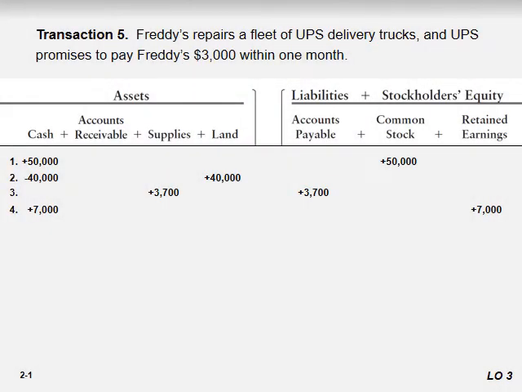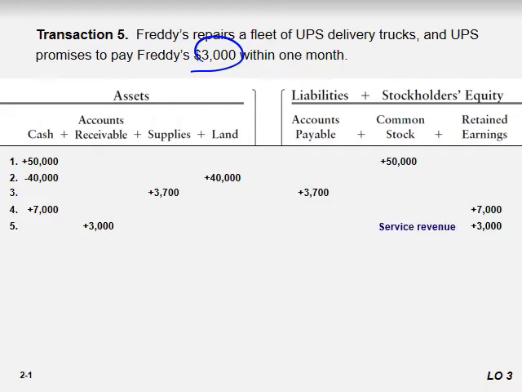The fifth is that Friday repairs the fleet of UPS, and UPS promises to pay Friday's 3,000 within 1 month, right? So you perform services and you will receive cash later, right? So this is your unearned income. Earned income, right? You already earned it, but you still did not receive it.